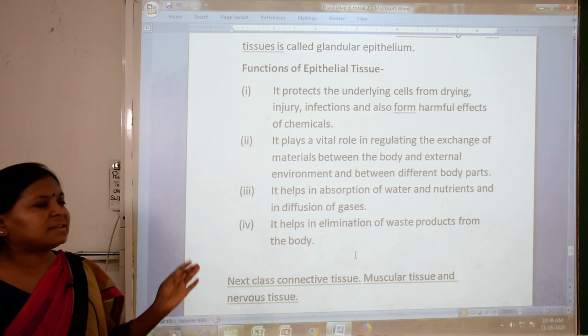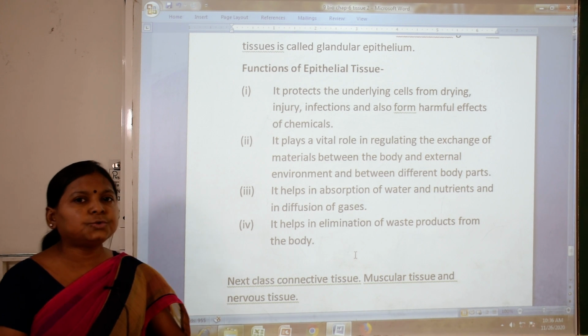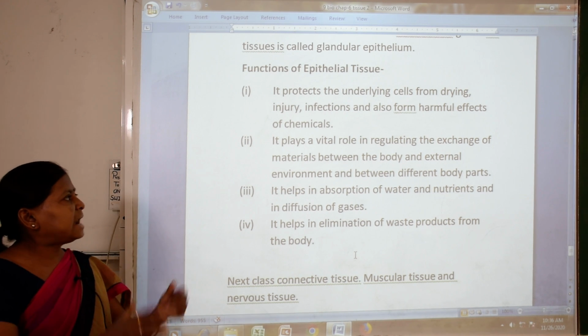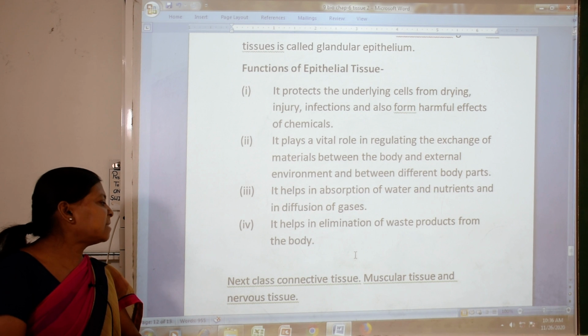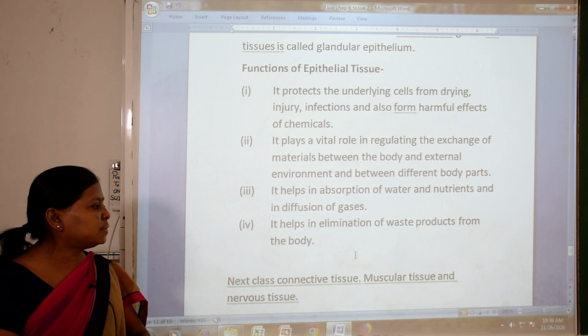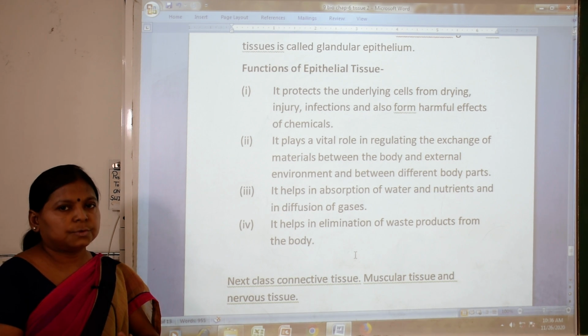So today we studied complex permanent tissues and animal tissue, the epithelium. In the next class I will take connective tissue, muscular tissue and nervous tissue. Okay, thank you.